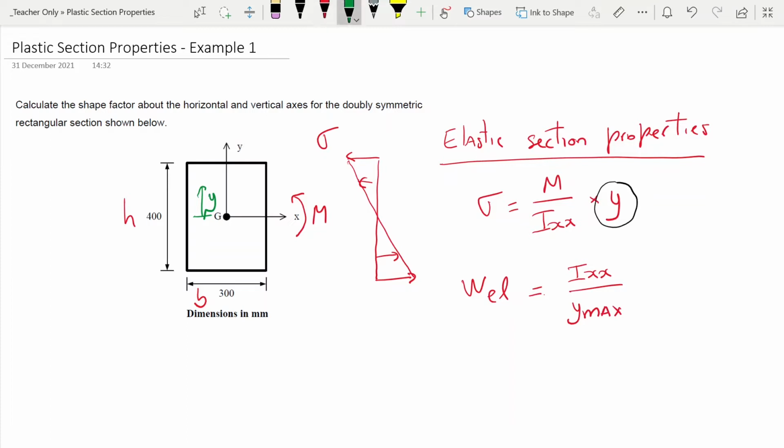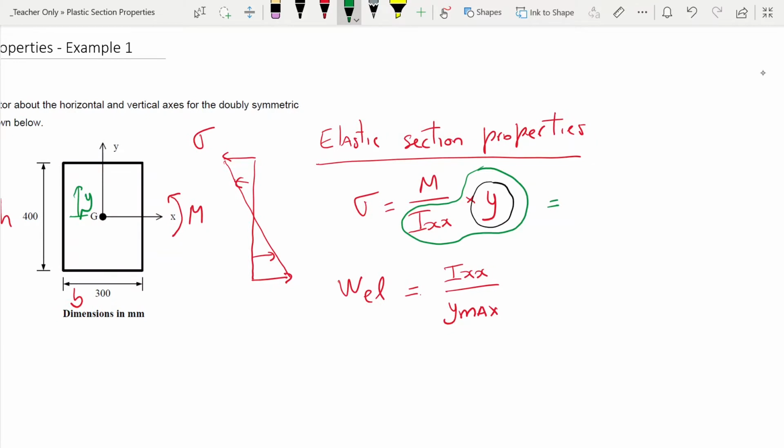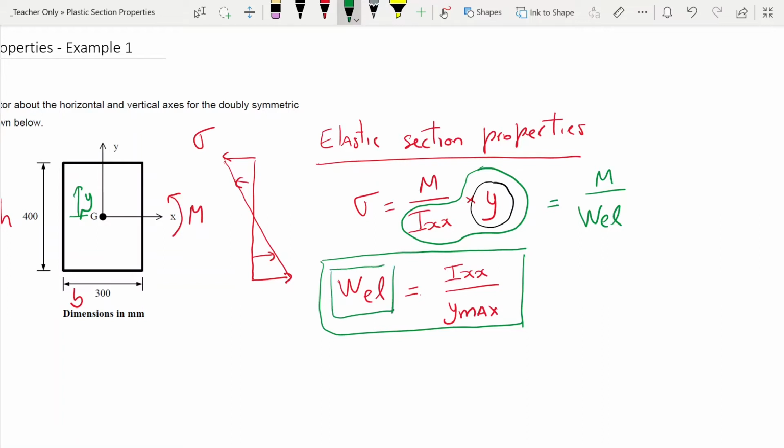So what's the idea here? If you take this equation here, we can write this equation as M divided by the elastic section modulus if we define the elastic section modulus as Ixx divided by y max. So this quantity, the elastic section modulus, will help us define the elastic behavior of the section. And now, why is it y max and not just y? Because now we are actually writing this same equation on the top, but to find sigma max, so to find the maximum stress in the section.